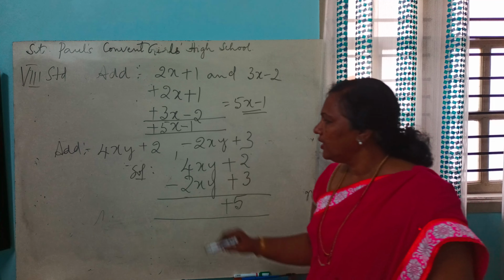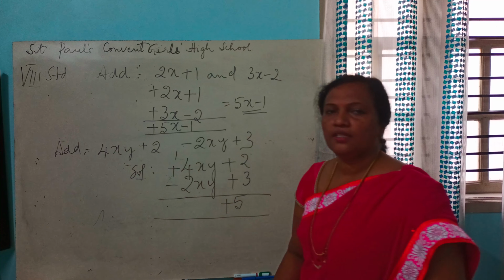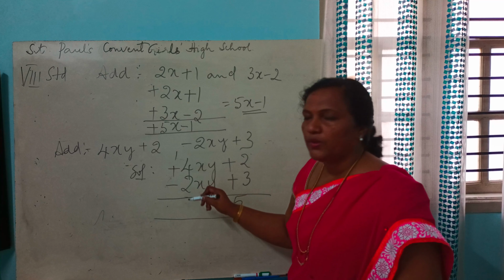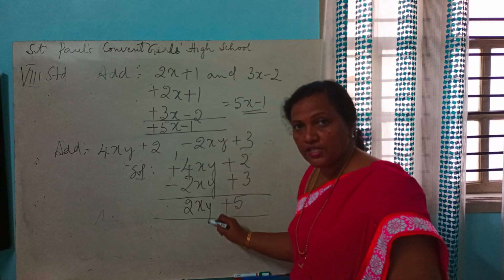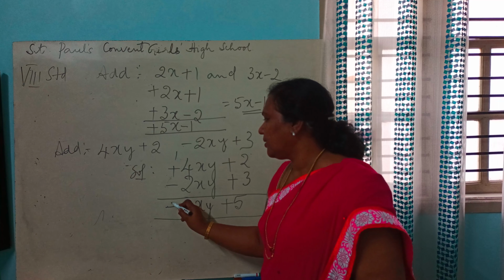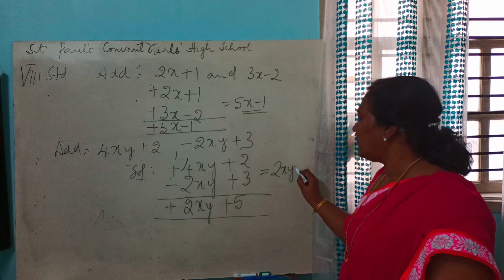Now I will go here. There is nothing written, so there will be a plus. Different signs, you have to subtract. 4 minus 2 is 2, so 2xy. Only the coefficient should be subtracted or added. With the greater number's sign, that is 2xy plus 5.